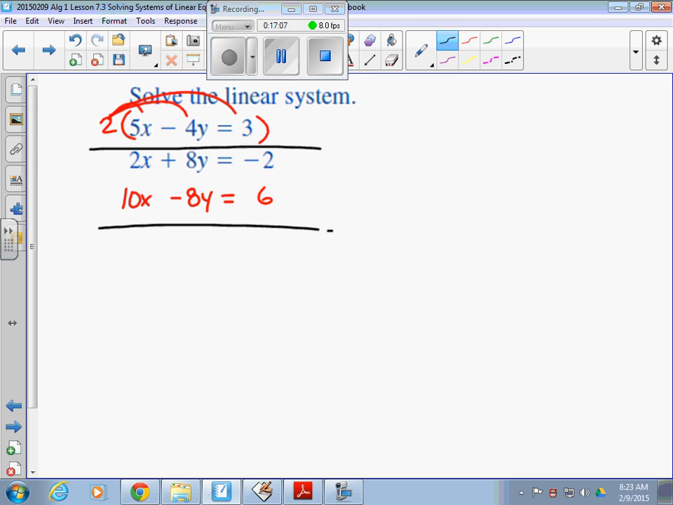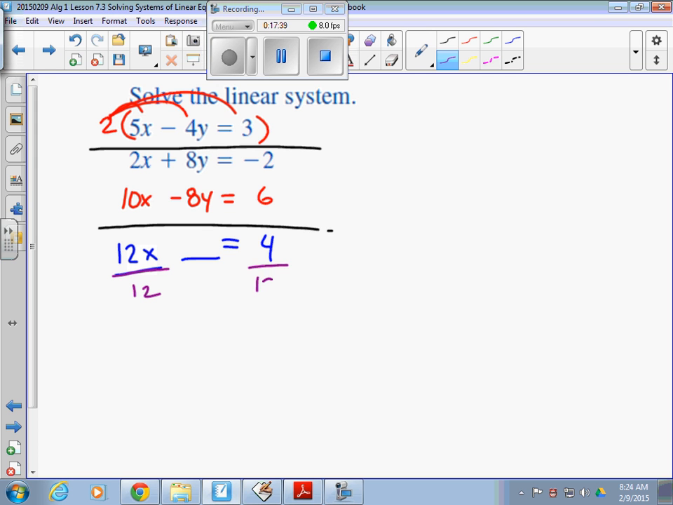Okay, when we combine our x's, 2x combined with 10x is going to be 12x. When we combine 8y and negative 8y, we eliminated the y's. We get 0y. That's what we tried to do. That's why it's called the elimination method. And when we combine negative 2 and positive 6, we get positive 4. So now we have something that says 12x is equal to 4. Divide by 12 to get x by itself.